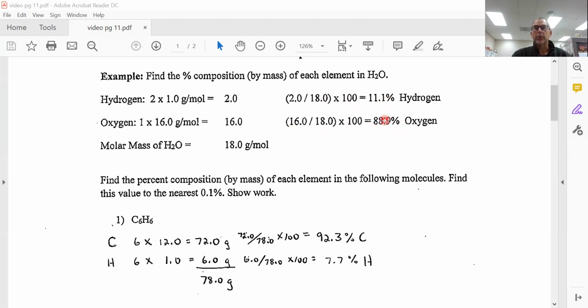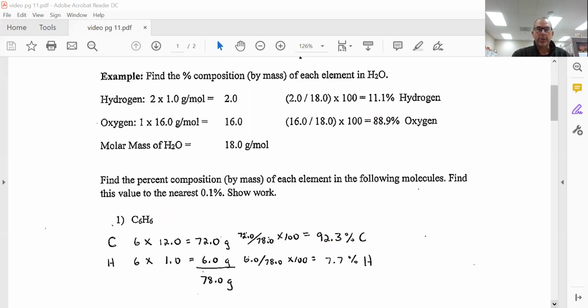These two numbers should add up to 100%, or be very close. Sometimes it doesn't quite because of rounding, but it should be close to 100% because those are the only 2 components that make it up. So that is the percent composition of H2O by mass. I'm not going to do number 1, C6H6. That's a benzene ring, with an equal number of carbon and hydrogen atoms, yet because carbon's heavier, over 90% of the mass comes from the carbon, because carbon atoms are 12 times heavier than hydrogen atoms.